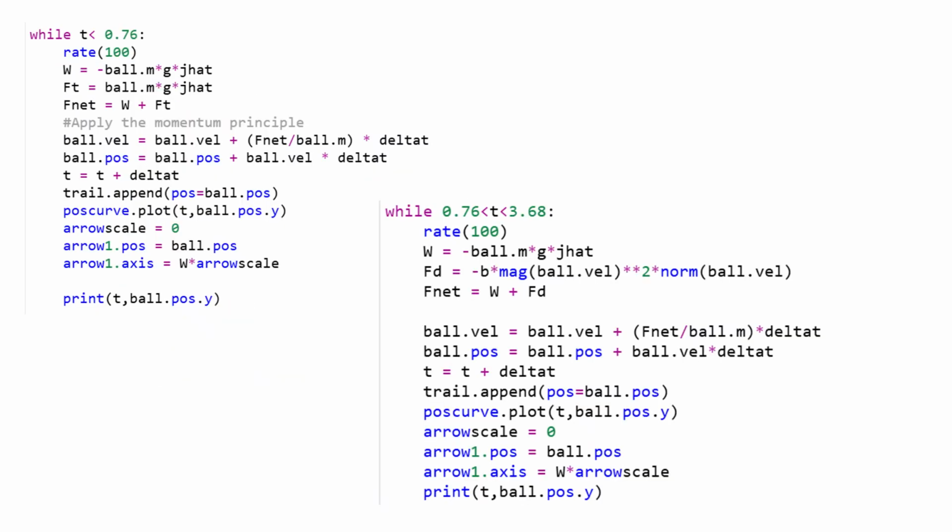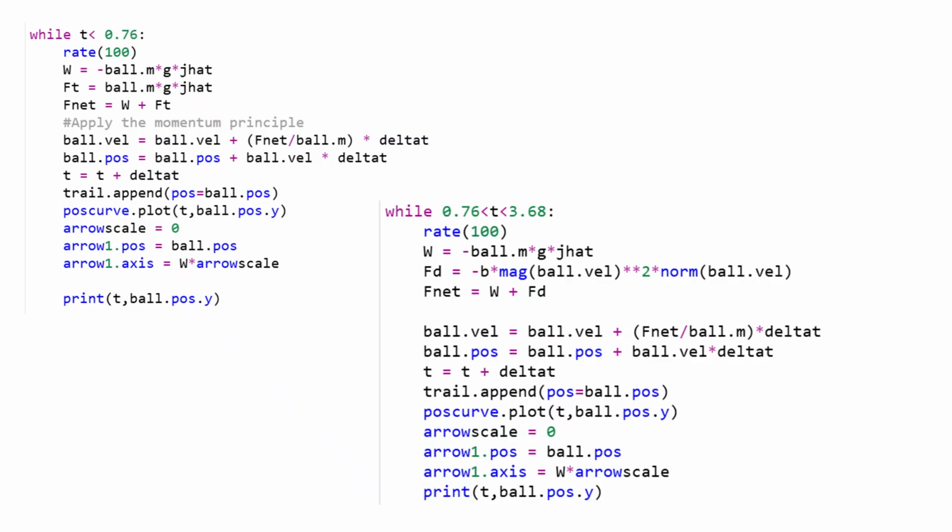The first while loop covers the time interval from the start of motion tracking until the moment the Slinky's bottom stops remaining still. During this phase, the tension of the Slinky balances its weight, so the net force is 0. In this region of the code, the momentum principle is applied through the standard velocity and position update equations.